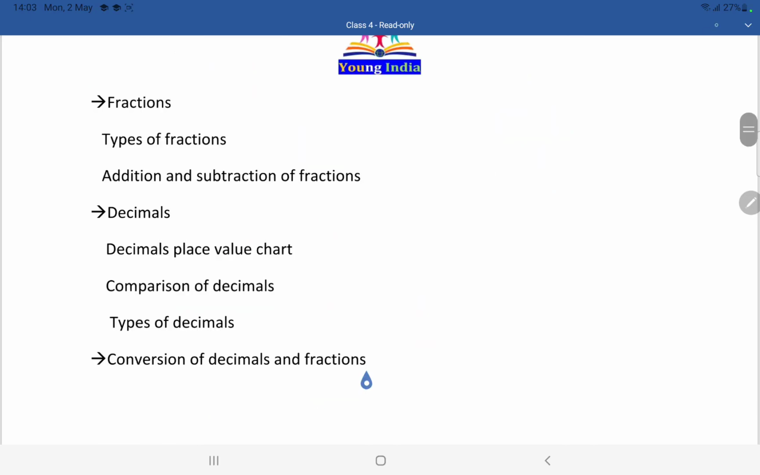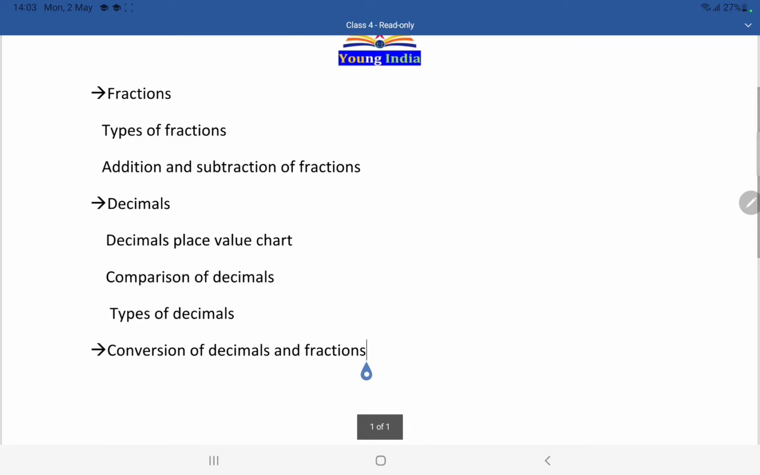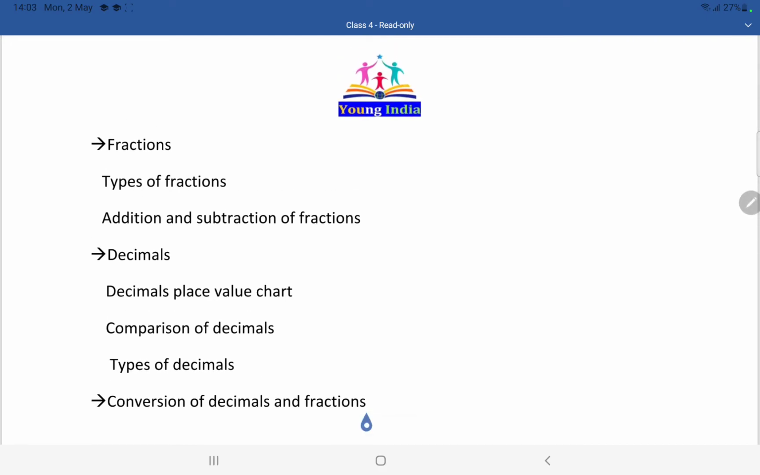Understood, children? So students, we have completed what fractions are and what the types of fractions are. We have completed the addition and subtraction of like and unlike fractions. Both we have seen, right? So now what we are going to do is learn about decimals, their types and different topics related to decimals also. Are you ready?